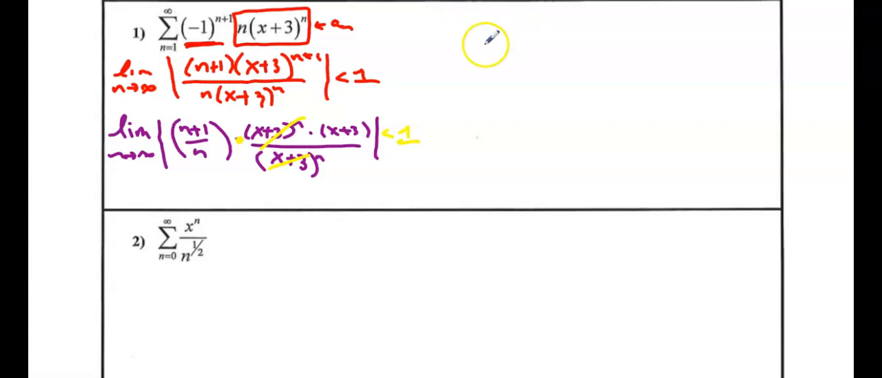And so when I start simplifying a little bit more, I get the limit as n approaches infinity of n plus 1 over n times x plus 3.